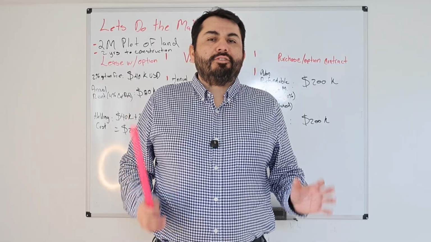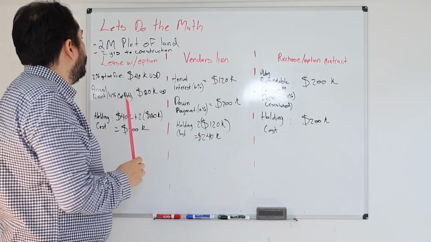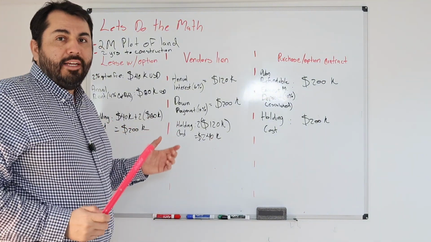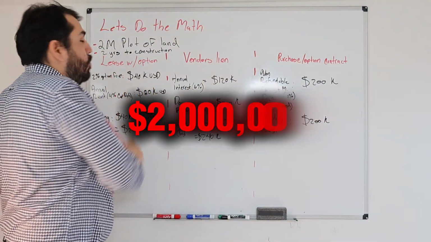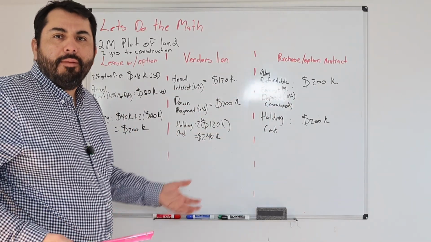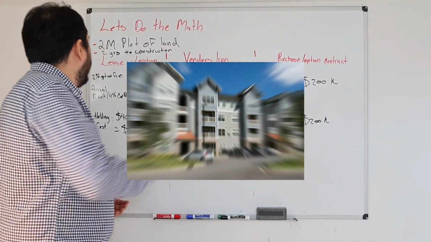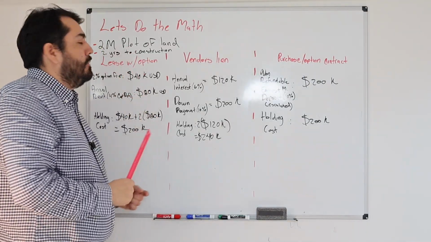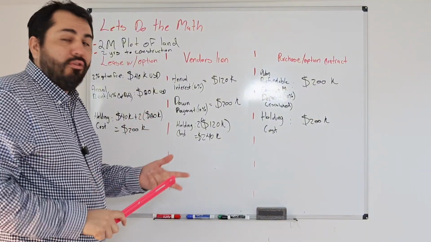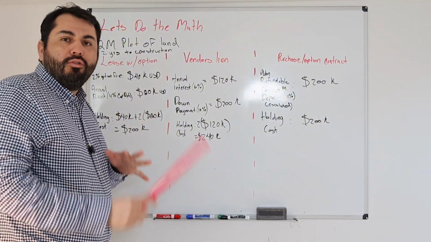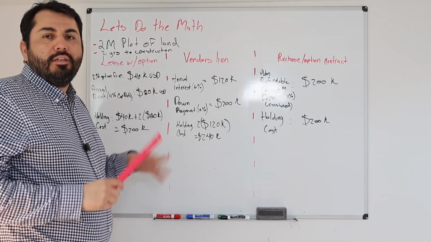Okay, so let's try to understand this with an example. In this example, we are going to purchase a plot of land for 2 million. Okay, we want to build something, to develop something, let's say an apartment complex, and we need 2 years for the construction, because we are going to get the plans and the permits, and we are going to do all the due diligence, like all the geotech studies and everything.